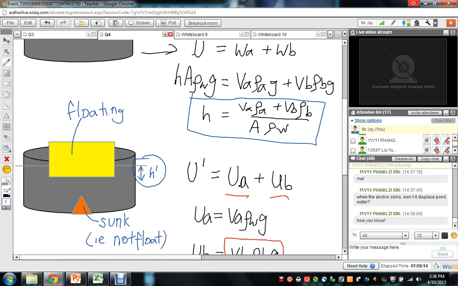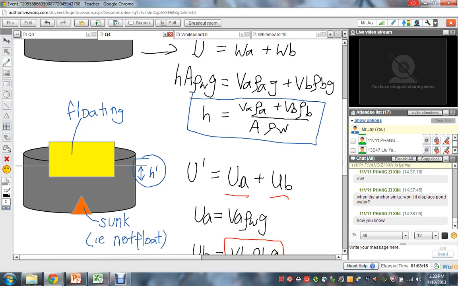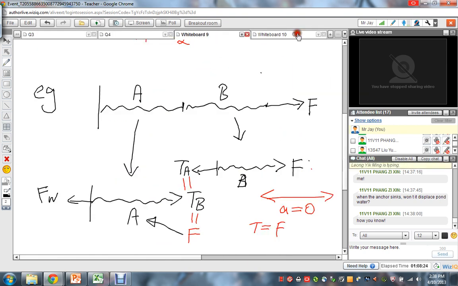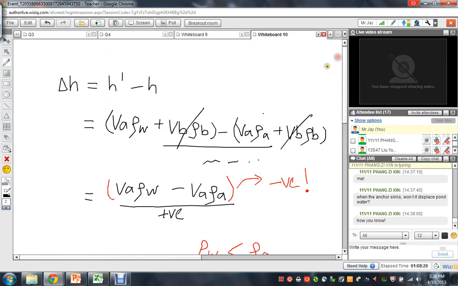So the total upthrust in the first part is slightly more than the second part by this numerator term here. By this numerator term.